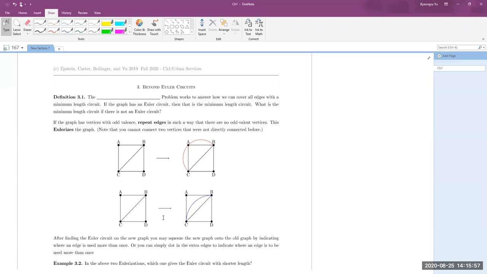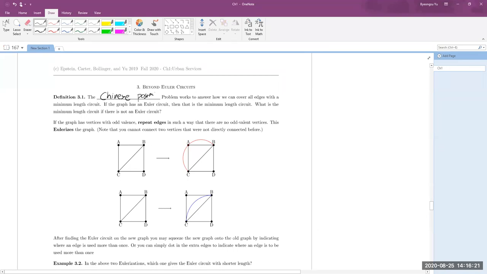To determine this, we need to figure out, even if it doesn't have an Eulerian circuit, a similar path which saves us the most money, right? To find this, the people thought about the Chinese postman problem.